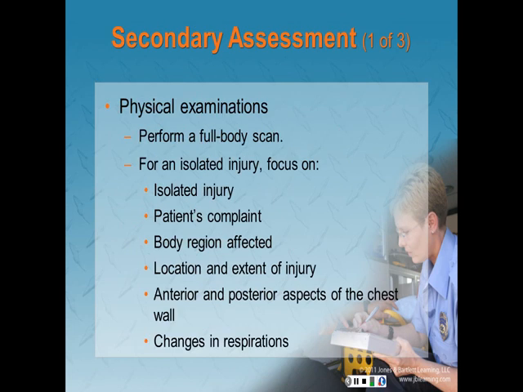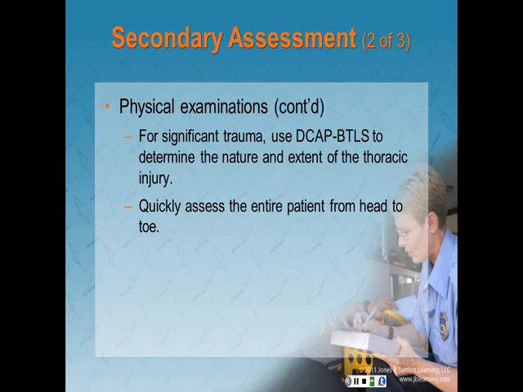For your secondary assessment in your physical exam, you need to perform a full-body scan. If the injury is isolated with a limited mechanism, you can focus on the isolated injury, the patient's complaint, the body region that was affected, the location and extent of the injury, the anterior and posterior aspects of the chest wall, and be alert for changes in the patient's ability to maintain adequate respirations. For significant trauma, use DCAP-BTLS to determine the nature and extent of the thoracic injury, and also quickly assess the entire patient from head to toe.